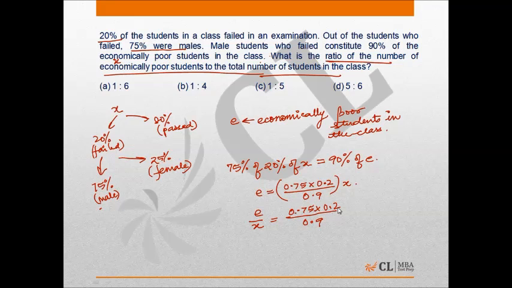So 0.75 into 0.2 is nothing but 0.15 upon 0.9, which means 15 upon 90, which means 1 upon 6. Hence, the right answer is A.